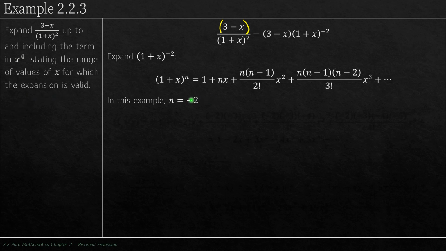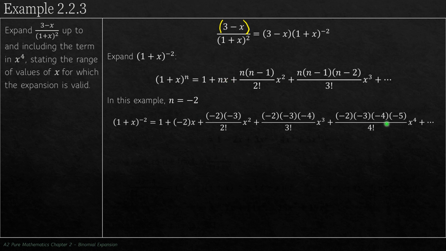So in this example, we've got n is equal to -2. When I substitute that into the formula, remember I'm going up to x to the power of 4. It looks like this. 2 numbers, 2 factorial, 3 numbers, 3 factorial, 4 numbers, 4 factorial, brackets around the minus signs. Okay, simplify that down, and this is our expansion.